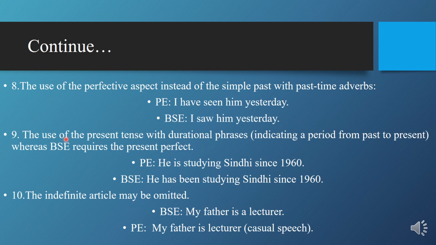The ninth characteristic of morphological feature is the use of the present tense with durational phrases indicating a period from past to present, where British English requires the present perfect. For example, he is studying Hindi since 1960. Here they are using the present continuous tense as well as mentioning the time. But British speakers use the present perfect continuous tense. For example, he has been studying Hindi since 1960.